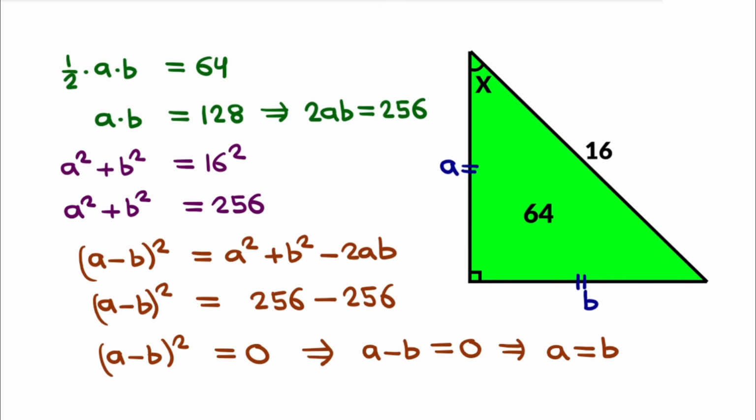In other words, this is an isosceles right triangle. And whenever a right triangle is isosceles, its two acute angles are equal. Since the right angle already accounts for 90 degrees, the remaining 90 degrees must be shared equally by the other two angles. So each acute angle measures exactly 45 degrees. Therefore, angle X is 45 degrees.